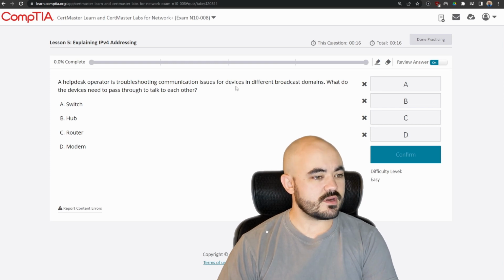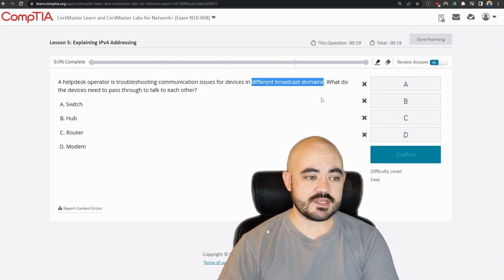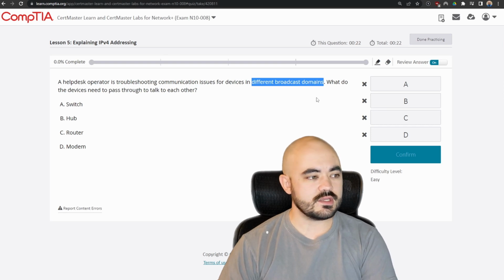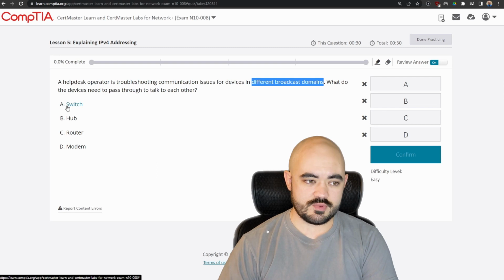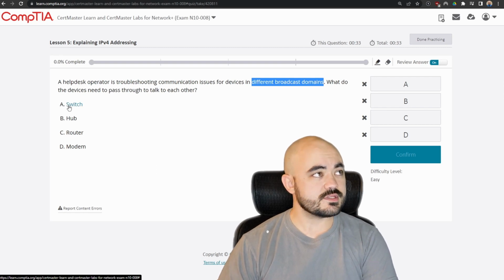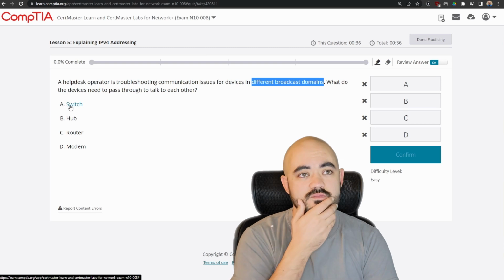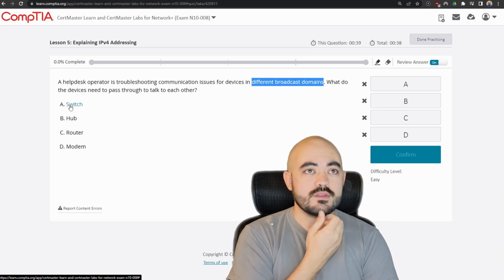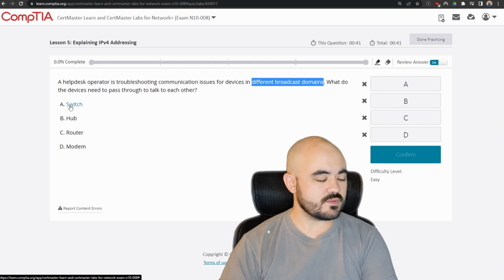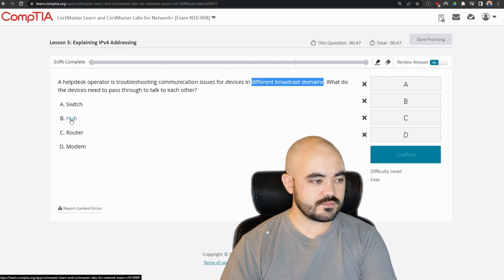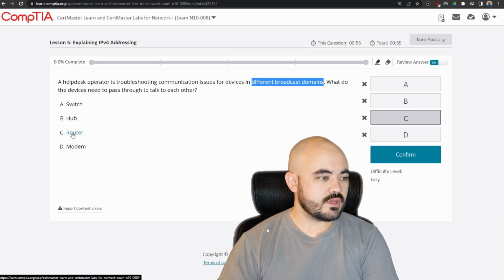So, we know these devices are in different broadcast domains. That is key, because certain devices will separate broadcast domains while others will not. The switch will not separate the broadcast domain. The way I think about this is, if one device broadcasts on the broadcast address for that network, who will hear that broadcast and who will not? If a device was connected on the same switch, it would hear. A hub would also hear. A router connects different broadcast domains to each other. So, I'm going with answer C.